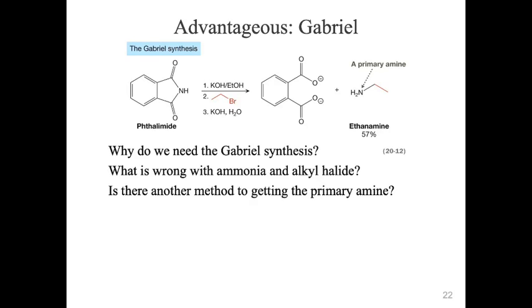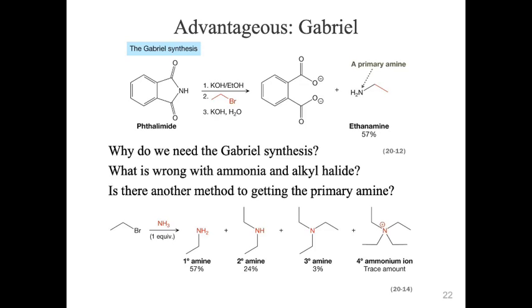Okay? So it's a big step above doing our standard substitution that we talked about back in chapter 10, which is nitrogen and alkyl halide. Notice the yields come out about the same. It's the purity that's the difference.